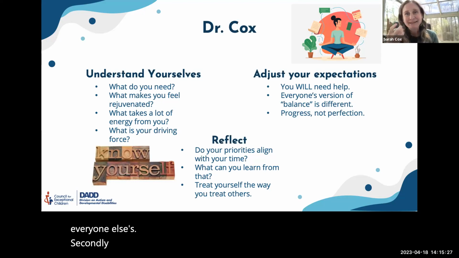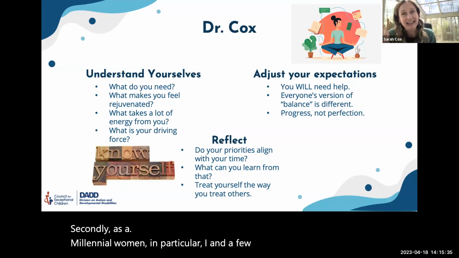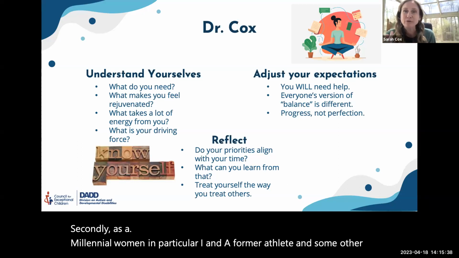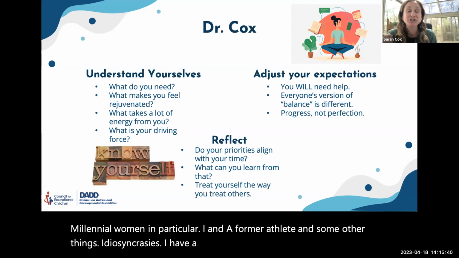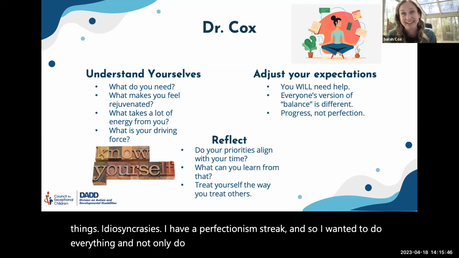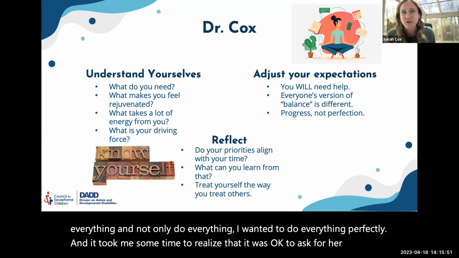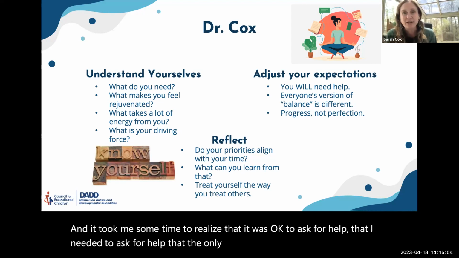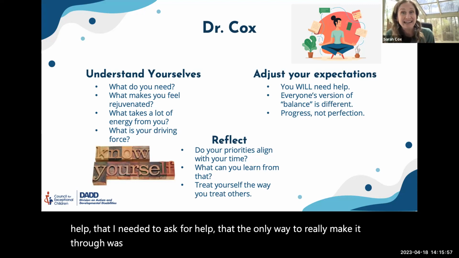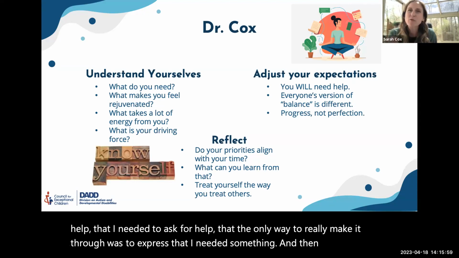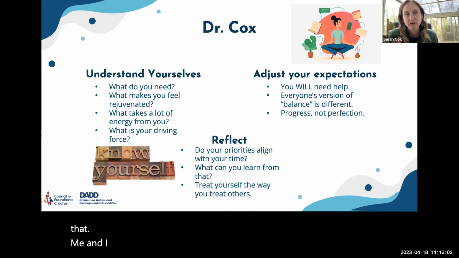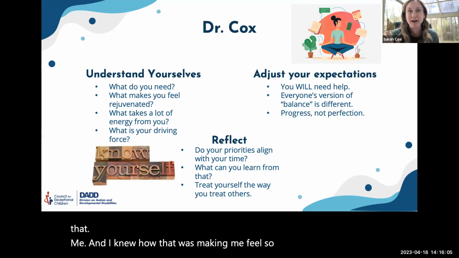Secondly, as a millennial woman in particular, and a former athlete and some other idiosyncrasies, I have a perfectionism streak. And so I wanted to do everything, and not only do everything, I wanted to do everything perfectly. It took me some time to realize that it was okay to ask for help, that I needed to ask for help, that the only way to really make it through was to express that I needed something, and that other people were doing that to me, and I knew how that was making me feel. So I tried to practice what I preached.